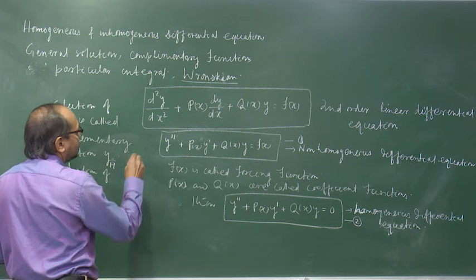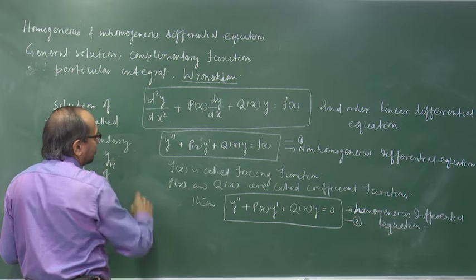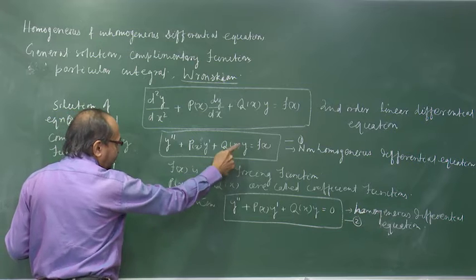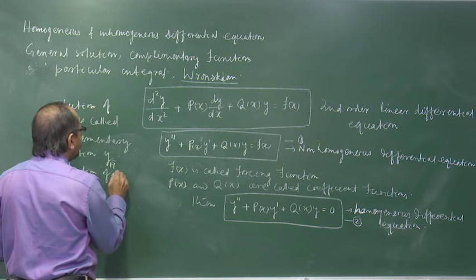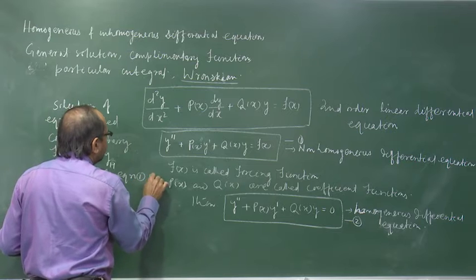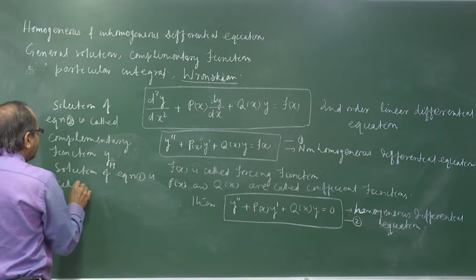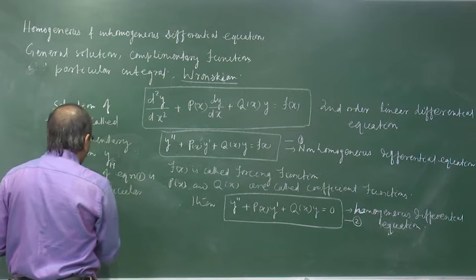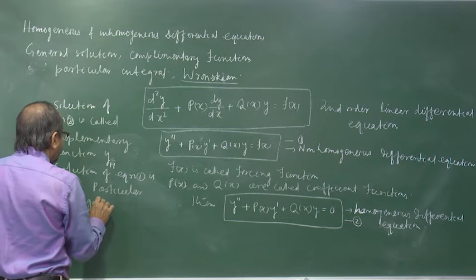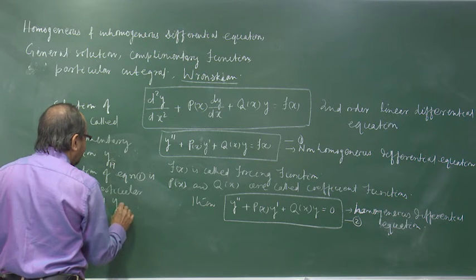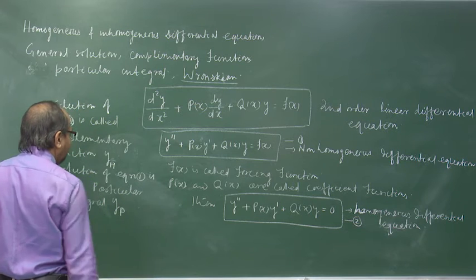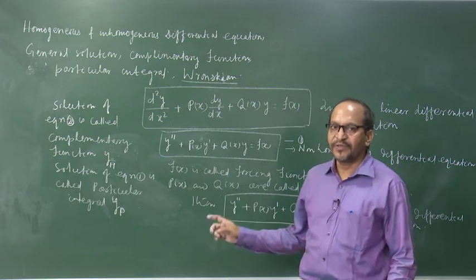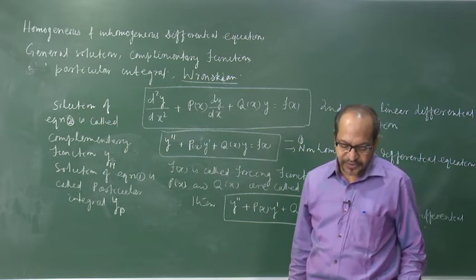And the solution of this equation, d square y by dx square plus p of x into dy by dx plus q of x into y is equal to f of x, I mean the solution of equation 1, is called particular integral, y p. One is complementary function y h, another is called particular integral y p.